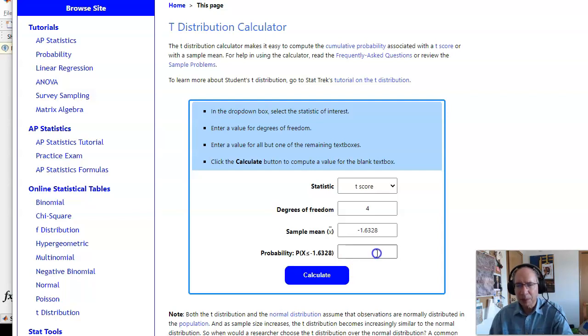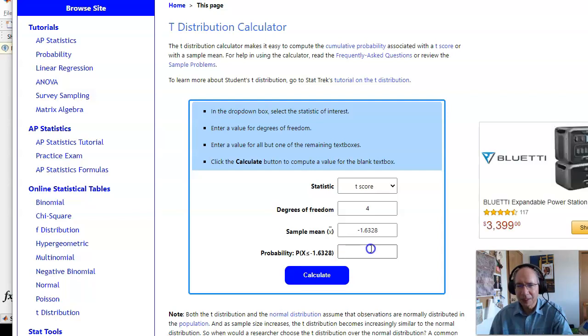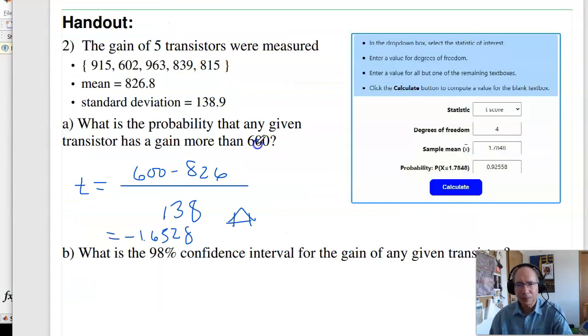So it's 91% chance it will not be higher than 85. Calculate. 9% chance it will be more than 85. Or more than 600. What's the 98% confidence interval for the gain of any given transistor?